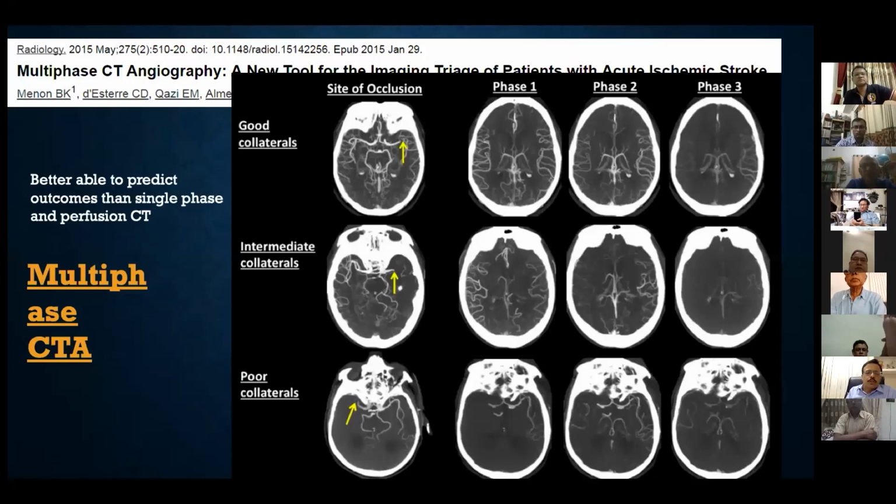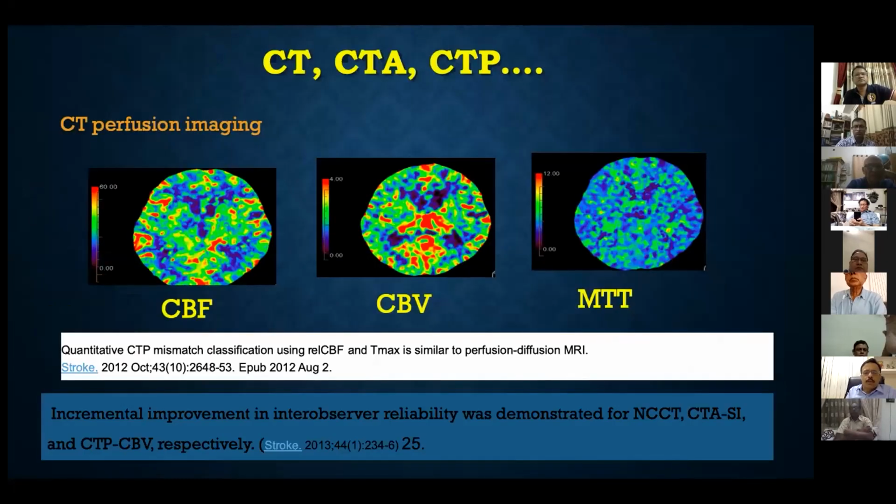So from NCCT to CTA, CTA-SI to collateral scoring, what we come around to is perfusion imaging, which is pretty useful in some situations. So through perfusion, you can get cerebral blood flow, cerebral blood volume, mean transit time. And nowadays, what we use is time to maximum peak, which is pretty important.